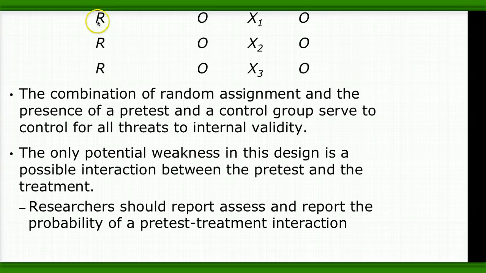Random selection indicates a true experiment. Pretest, some sort of intervention, post-test. Random selection, pretest, this is group 2. Maybe they have traditional instruction, maybe this is classroom innovation, maybe this is online. So 3 different kinds of instruction, 3 pre-tests, 3 post-tests. This is a powerful design. The only potential weakness that is not controlled is a possible interaction between the pre-test and the post-test.